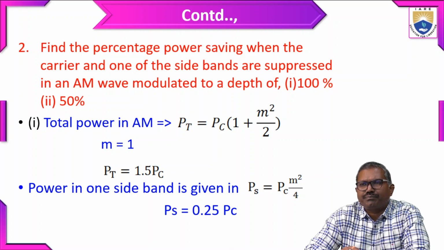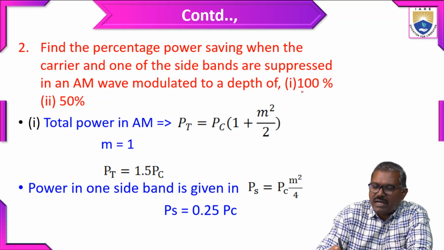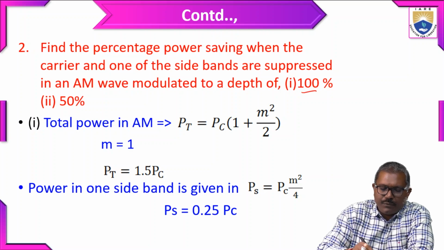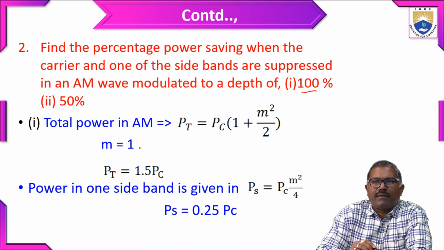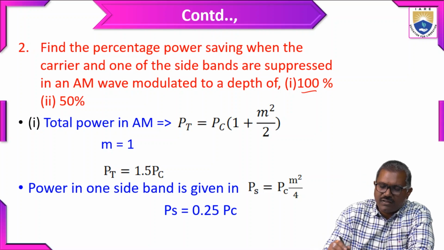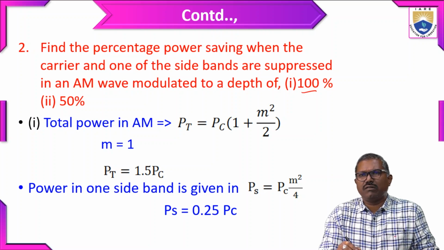What is m? Modulation index. Here, what is given? First case, 100%. So 100% means the mu value, or m, is 1. And one thing here, the modulation index can be represented as mu or m, whichever it may be.